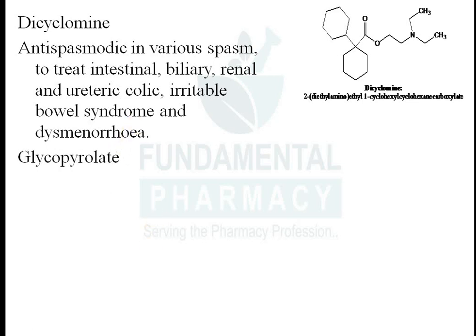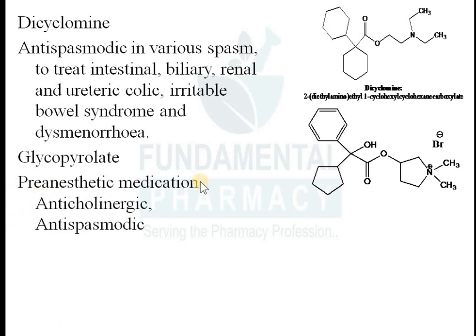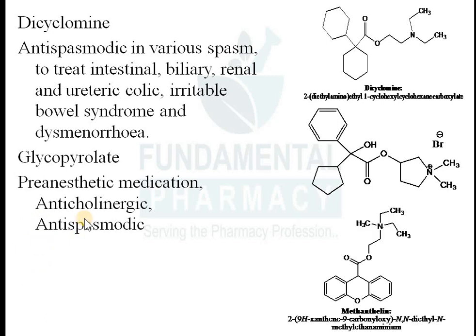Okay, the next one is glycopyrrolate. Now this glycopyrrolate is used as a pre anesthetic medication, anticholinergic and antispasmodic. So you might have seen this glycopyrrolate in the general anesthetic chapter to prevent the vomiting and the excessive salivation and all that.